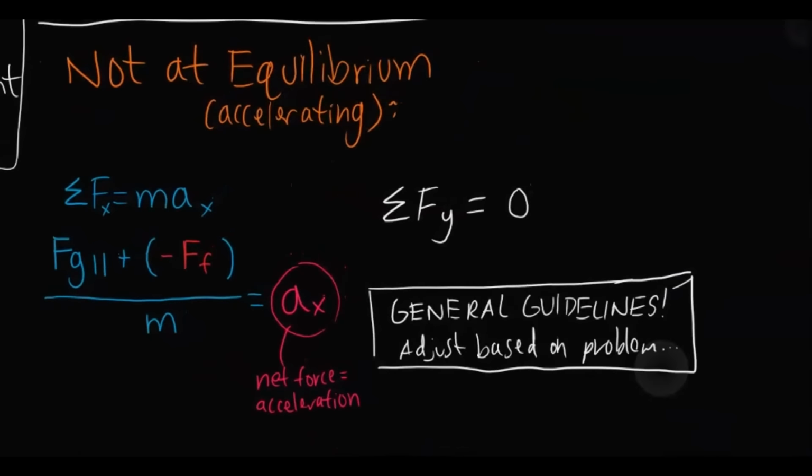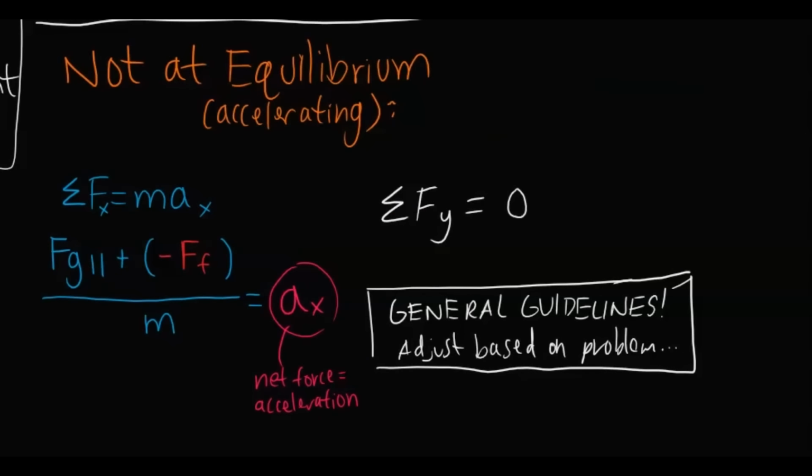And here's another thing for when the object is not at equilibrium, so when it's accelerating. So here, the problems can vary, so these are just very general guidelines you want to follow, and you want to adjust it based on the problem. So usually net force in the y will be 0, because it's not going through the block, right? And when it does accelerate, that usually means there's a net force in the x direction.